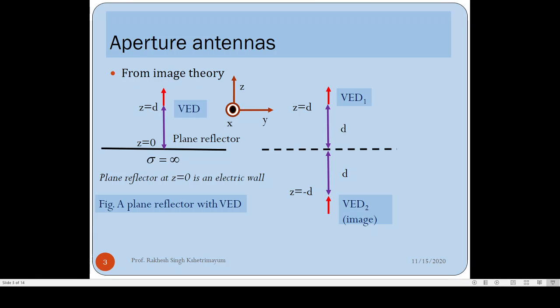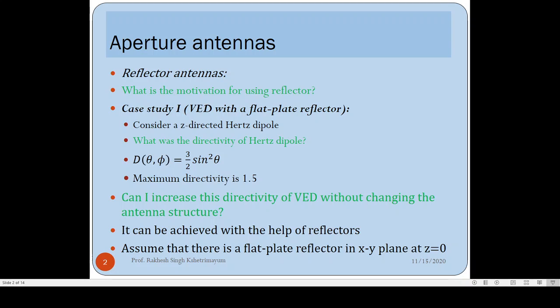Just before that, let us go back to what we started. Consider a z-directed Hertz dipole. From your basic knowledge of antenna theory, you know the directivity of a Hertz dipole. The directivity of a Hertz dipole is 3/2 sin squared theta, and it has its maximum value at theta equal to pi by 2, which is equal to 1.5. So the maximum directivity for a Hertz dipole is 1.5.